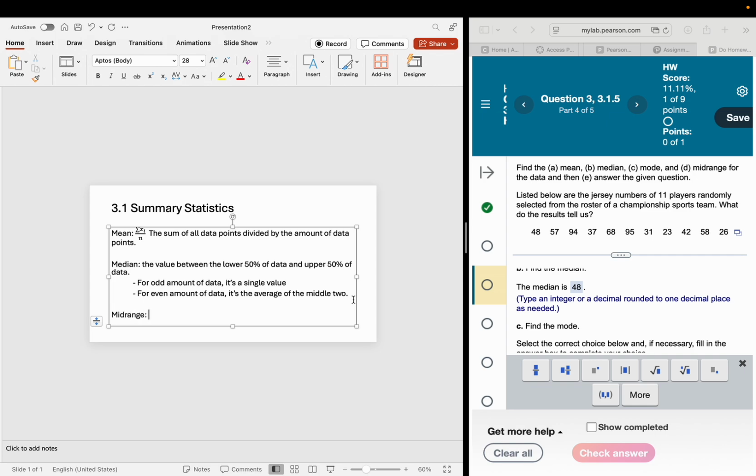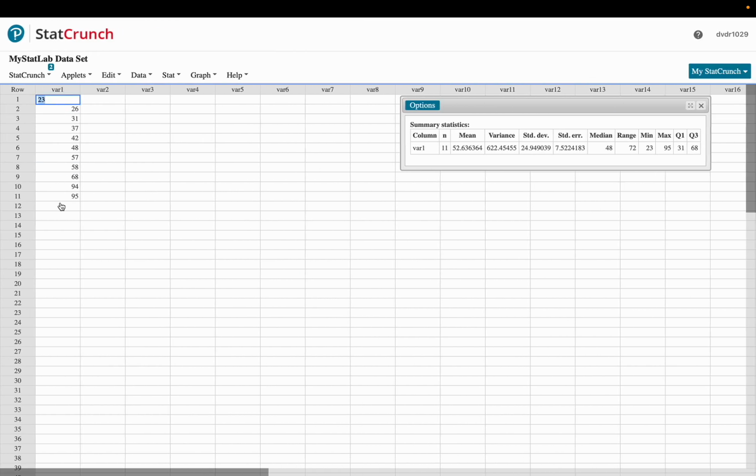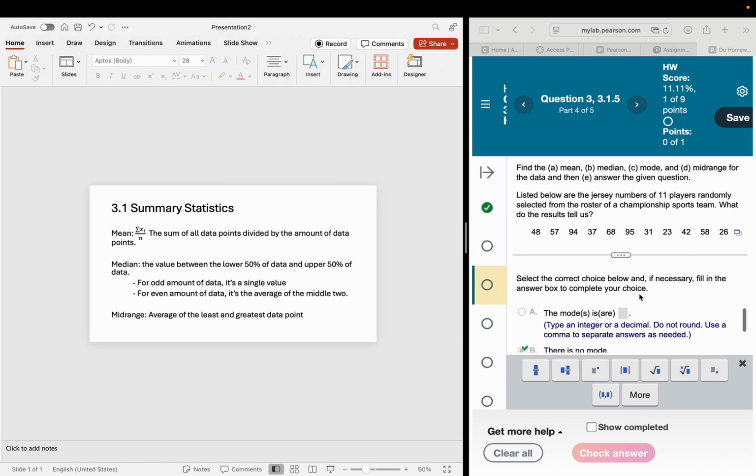Mid-range is the average of the least and greatest data point. So same thing. I've got my sorted data. I've got 23 and 95. If I just go ahead and average 23 and 95, that's two values that I add together, so I add them and then divide by 2. I get 59. Notice mid-range is not in this plot, so you will need to remember what that is.